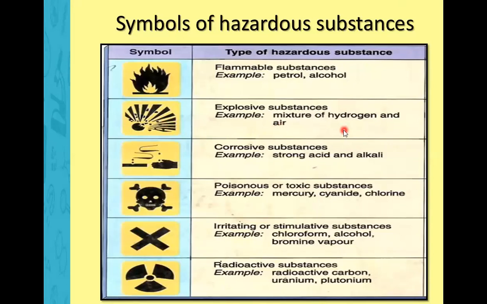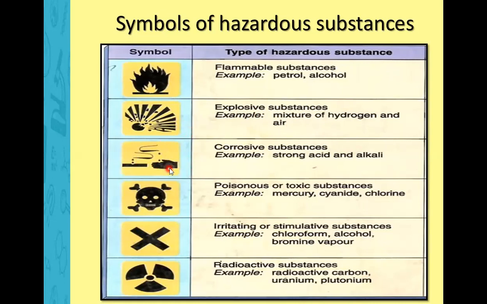Now this sign is the sign for explosive substances. Examples are mixture of hydrogen and air. Now what are explosive substances? These are the reactive substances that contain a great amount of potential energy that can produce an explosion if released suddenly. Example of it is a mixture of hydrogen and air. If the container bursts out, if it is released, then it explodes and it damages the lives nearby.